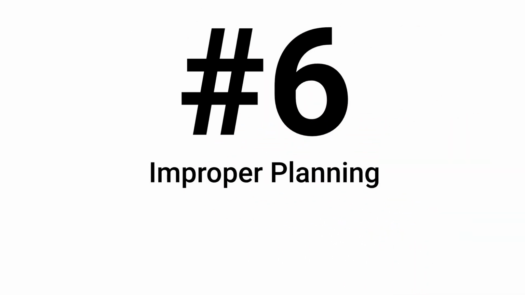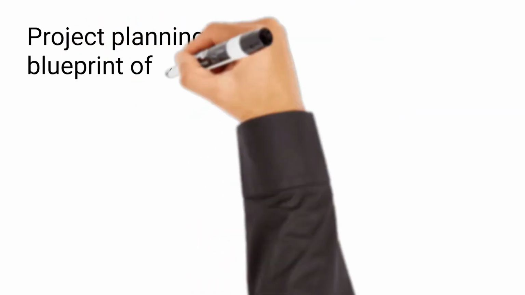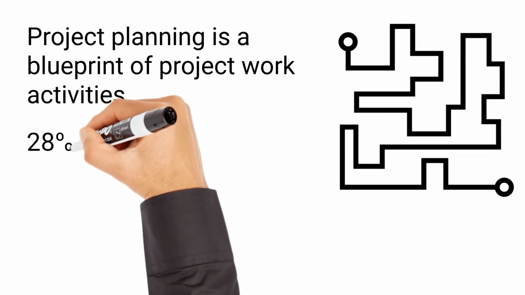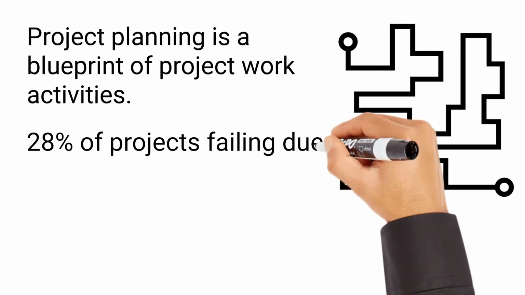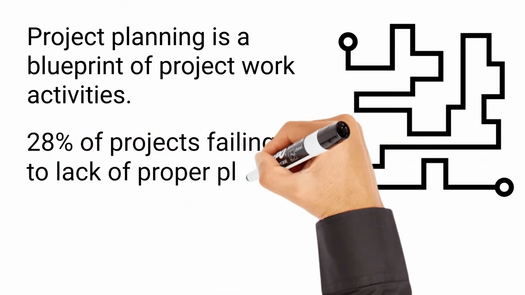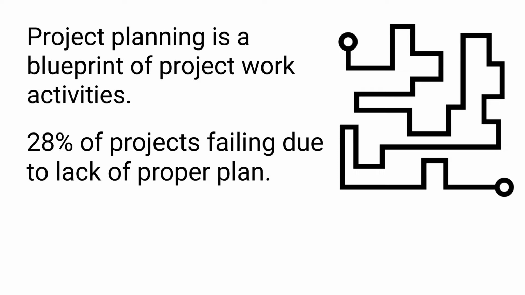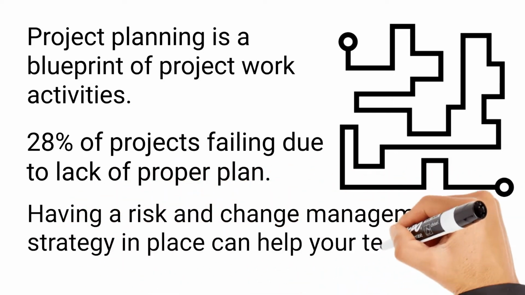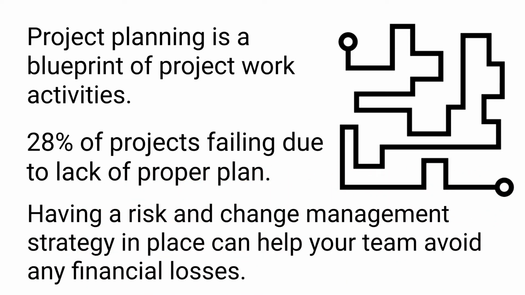Project planning is all about having a blueprint of project work activities. 28% of projects fail due to a lack of a proper plan and estimates of activities. Inaccurate forecasts about resources, execution methodology, and estimated durations can induce a lot of project risks that could impact project progress. Having a risk and change management strategy in place can help your team avoid any financial losses.